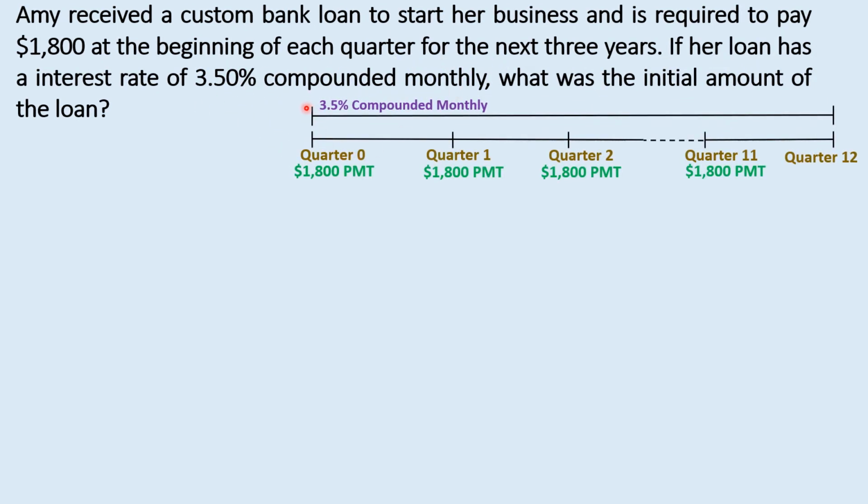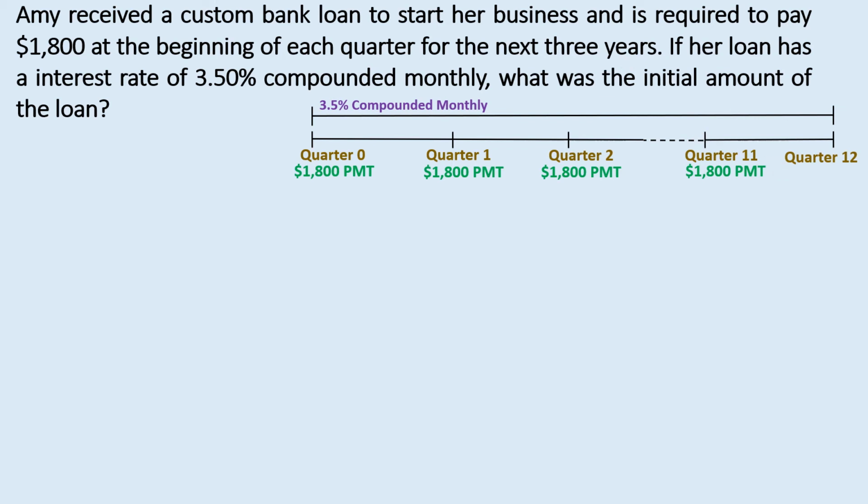Okay, so when we put it into a timeline, what we see is that it's 3.5% compounded monthly throughout the whole period. Starting in quarter 0, the payment is 1,800, going all the way up to quarter 12. How do we get quarter 12? The loan is for 3 years, with each payment of 1,800 being made at the beginning of each quarter. There are 4 quarters in a year. Multiply that by the number of years the loan is being used for, and we get 12. 4 times 3 gives us 12.